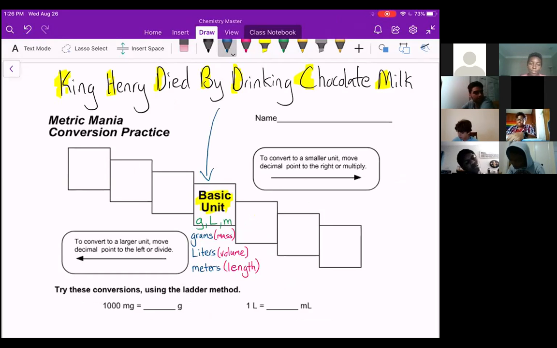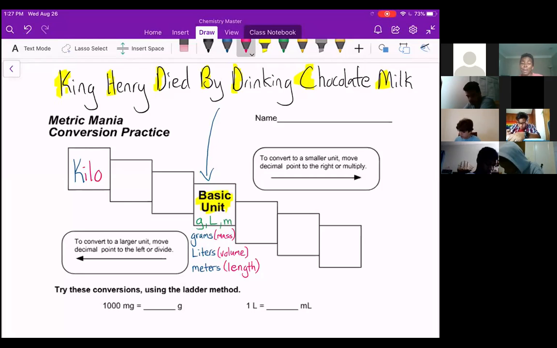Now, K, what prefix do you know that starts with K? Kilo, exactly. So in this first box, I'm gonna put kilo. That's the prefix that starts with a K. Some of these you probably haven't heard of. Last period, somebody was like, I never even heard of the next one, which is hecto. There's a whole bunch of them, but we're just gonna focus on a couple. A lot of them you actually know, you just don't think about it.